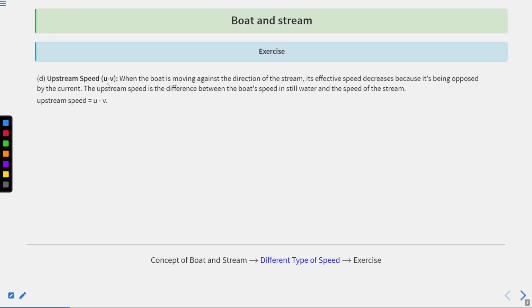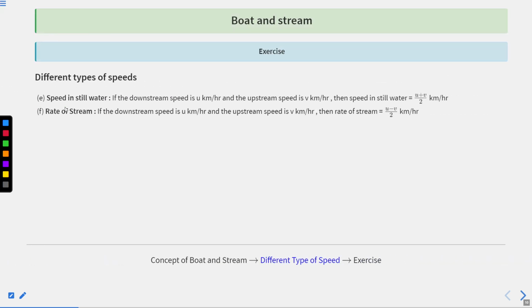And when do we say it's upstream speed? It is calculated as U minus V. When the boat is moving against the direction of the stream, in that case its effective speed decreases because it's being opposed by the current. The upstream speed is the difference between the boat speed in still water and the speed of the stream. So the upstream speed is given by U minus V.